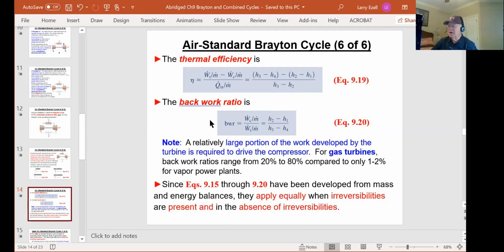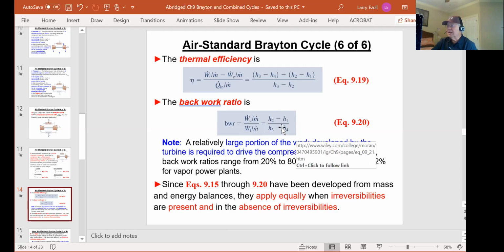The back work ratio is simply the turbine output. No, it's the compressor work, which is H2 minus H1, or I like to do H1 minus H2. I get a negative number here. That's okay, because you're looking for a ratio. This is the total turbine work. This is the compressor work.